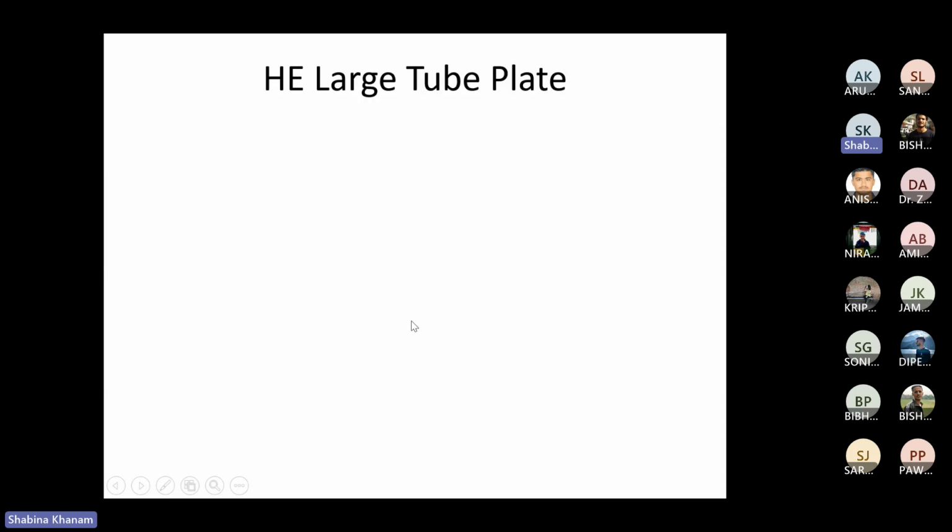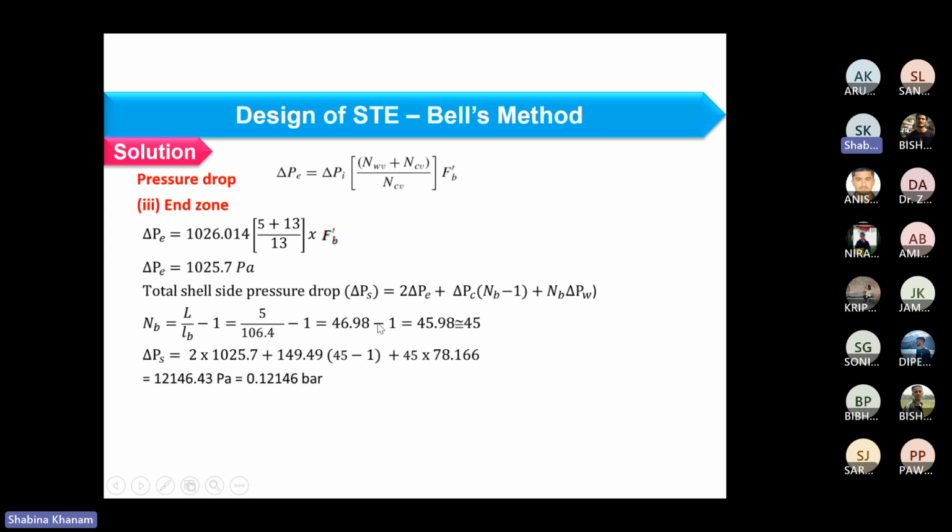I am considering 45, though it is close to 46. You can consider 46 because the difference is very less. However, in general, we follow the practice that NB should be rounded off, not rounded up, and the reason is that the length is fixed, so you cannot accommodate the extra one. So the number of baffles should be 45 in this case.